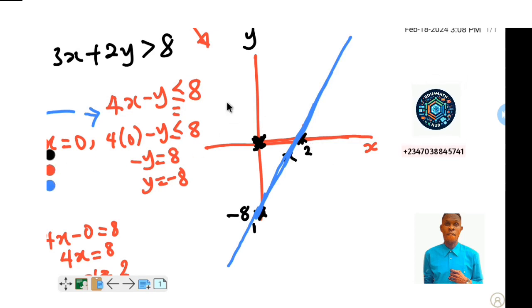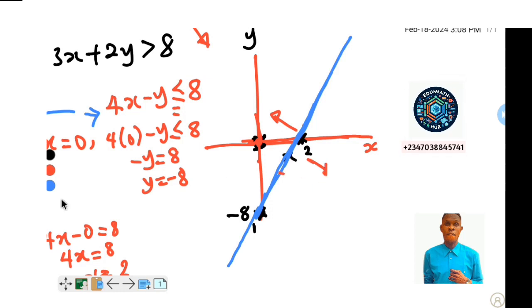So the best point to use is the origin. This is the location of the origin. This is where the origin is. This is the origin, the center point here. So you need to know whether you are going to shade towards the origin or away from the origin. So you need to know those 2 things. Now to know the part you're going to shade, take the origin as a test point. Go to your equation and test the values there.